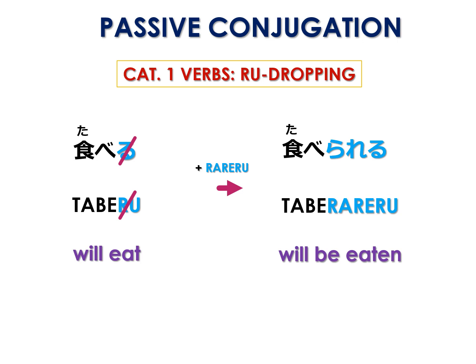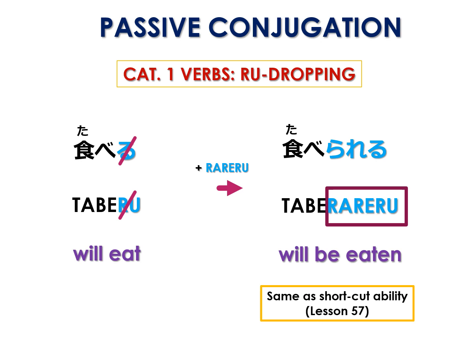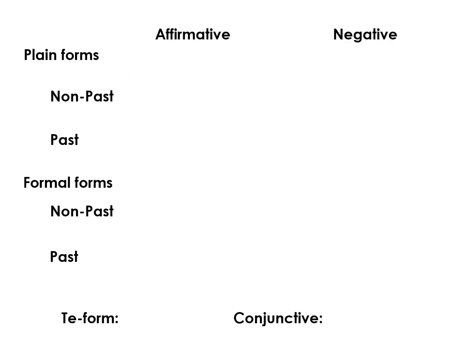The resulting verb is also the same as the shortcut ability, or the potential form, that we learned in lesson 57. So taberareru can also mean can eat. Which one it is depends on context. Taberareru is also a ru-dropping verb, and as such can conjugate just like any other ru-dropping verb into its 10 basic conjugations. And this is how taberaremasu will conjugate into its basic 10 verb conjugations.